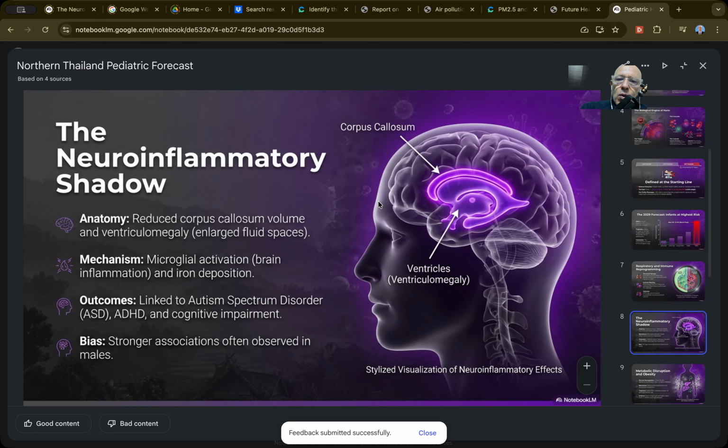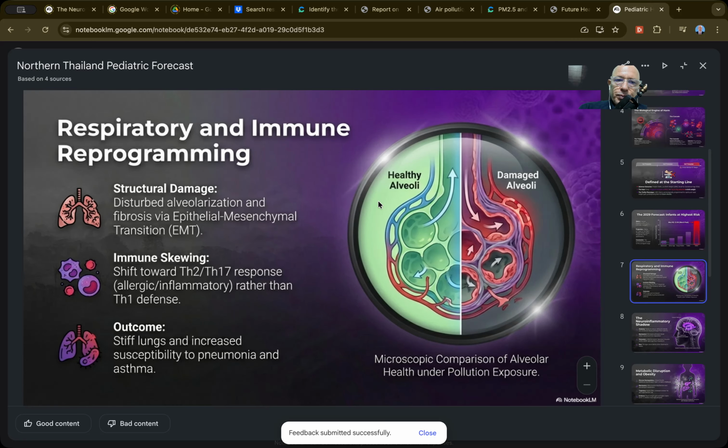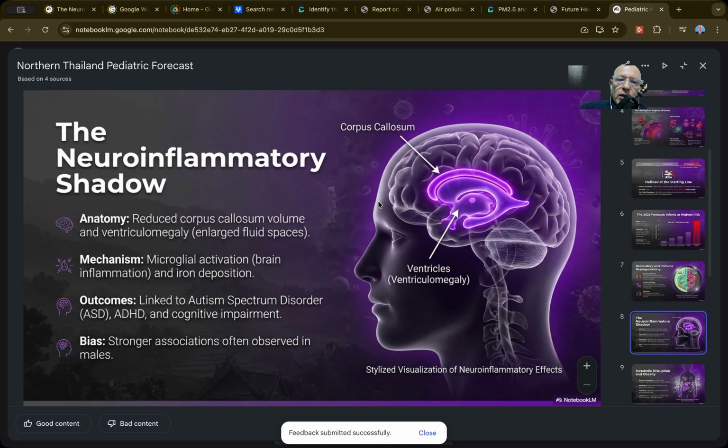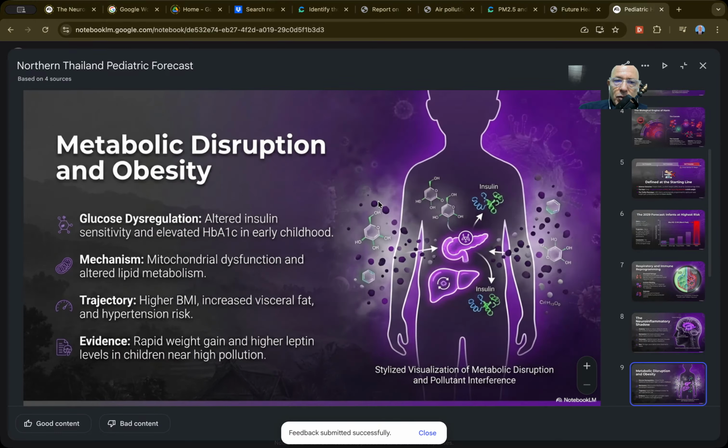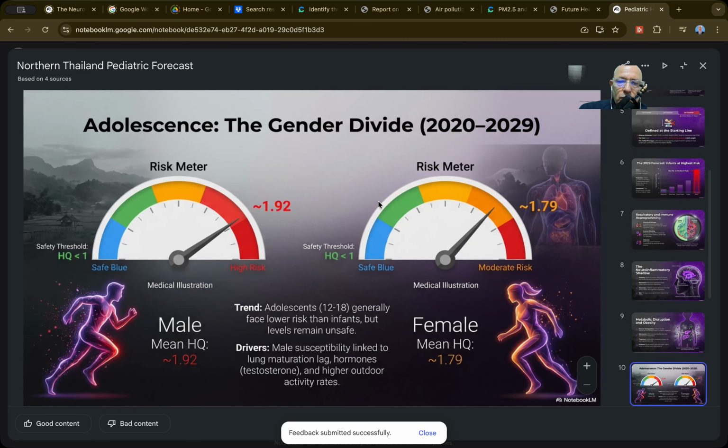Neuroinflammatory shadow. Some of the effects of this particular matter, anatomy, mechanism, outcomes, autism, perhaps ADHD, cognitive impairment. Again, it's AI created, so take it with a grain of salt. It may make mistakes. I don't know. From what I see, I'm not a medical doctor, so I can't really claim to be able to determine whether this is accurate or not.